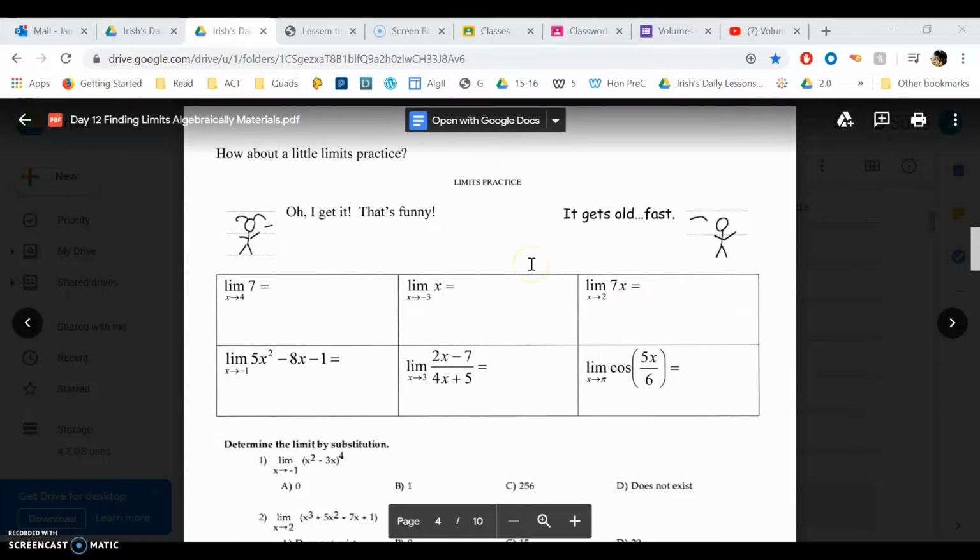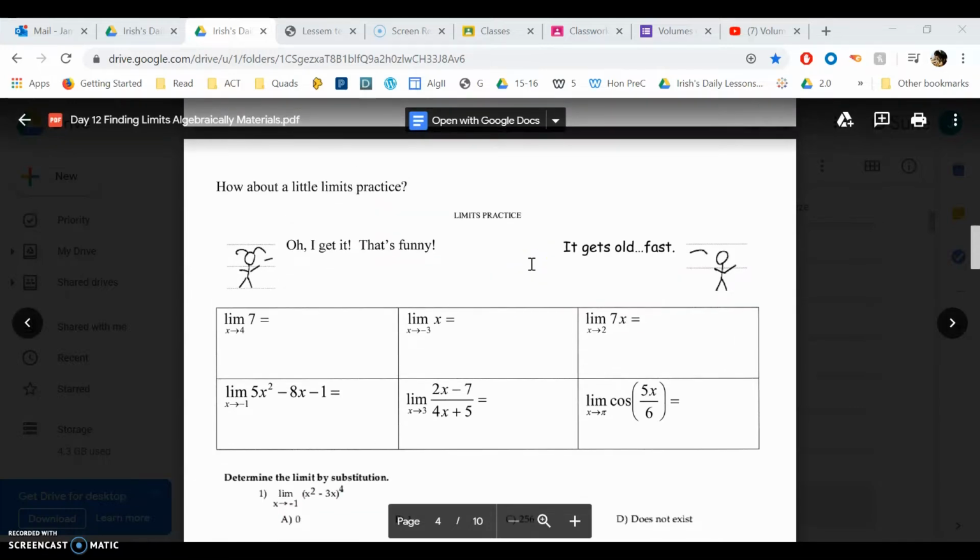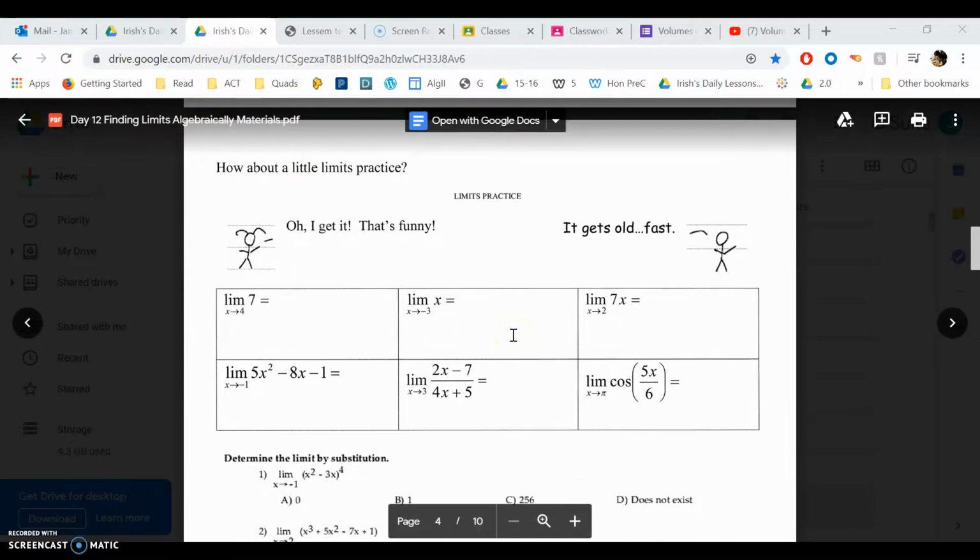This right here is limits algebraically. So please write that down on the top of your page, finding limits algebraically. And let's just get right into it.